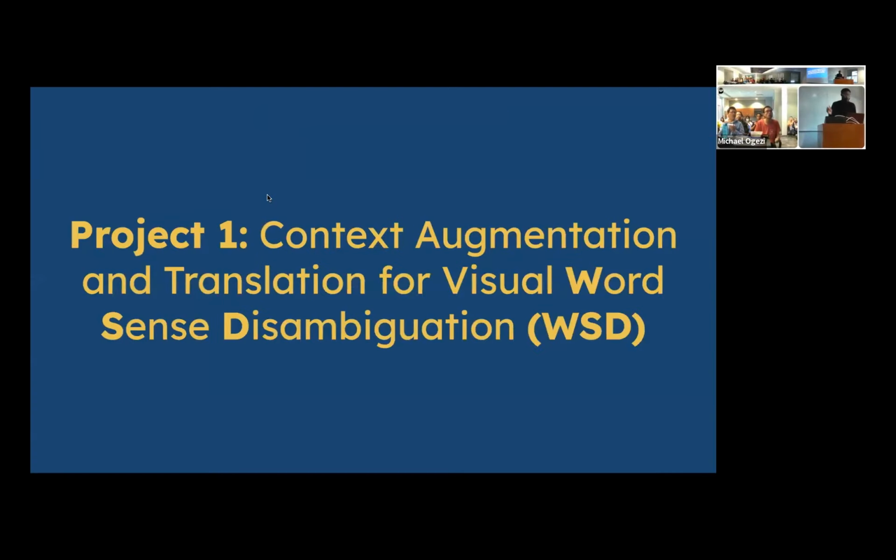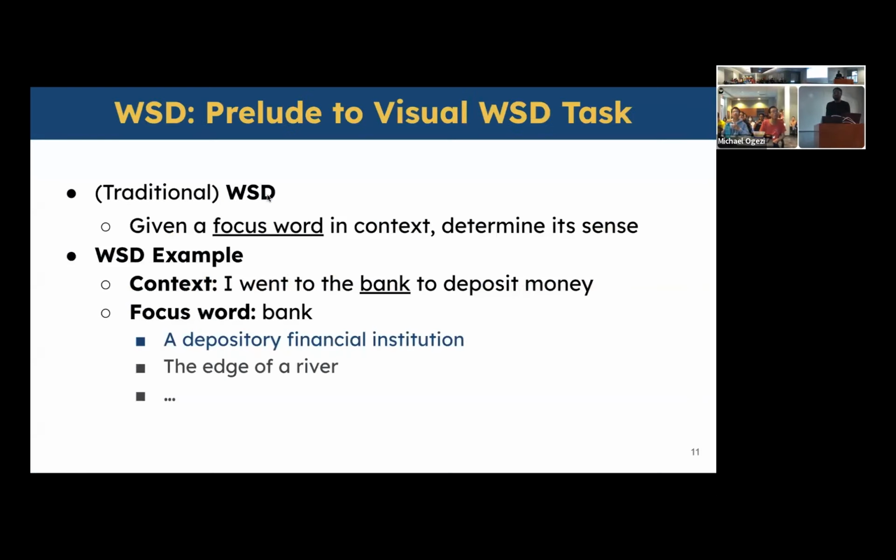So I'm going to talk about my first project. This was worked on as a shared task. The topic is context augmentation and translation for visual word sense disambiguation, WSD. We're going to start with WSD, which is a prelude to the visual WSD task. In traditional WSD, we have a focus word in context and we want to determine its sense.